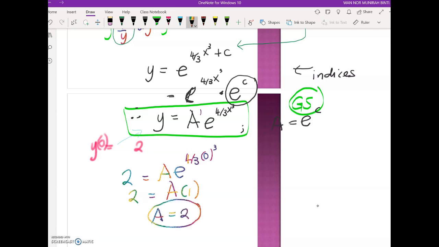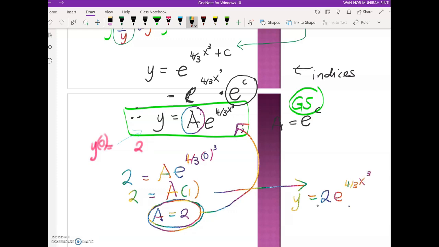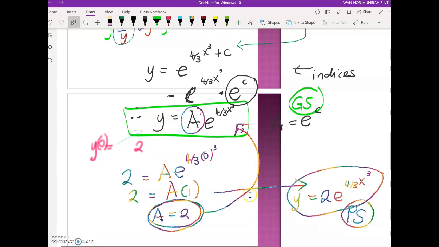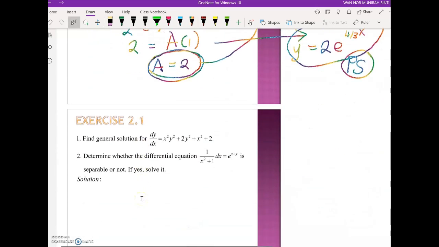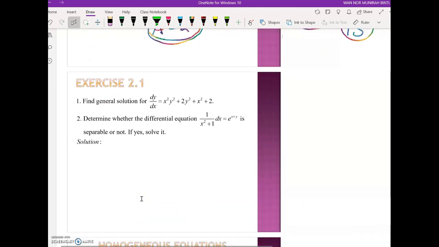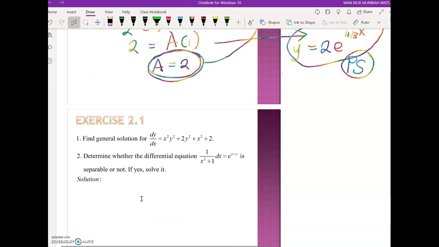When my unknown a takes a specific value, which is 2, I can obtain the particular solution by substituting the value of the unknown into my general solution, so that I have y equals 2e to the 4 over 3 x cubed. So this is my particular solution. Okay, so this is just a simple idea on separable equations.